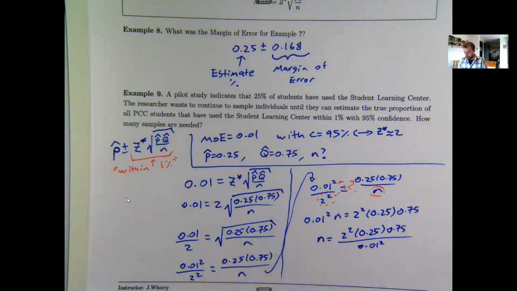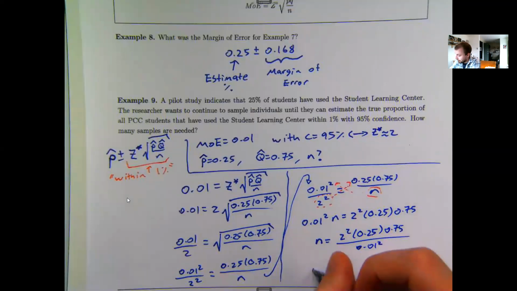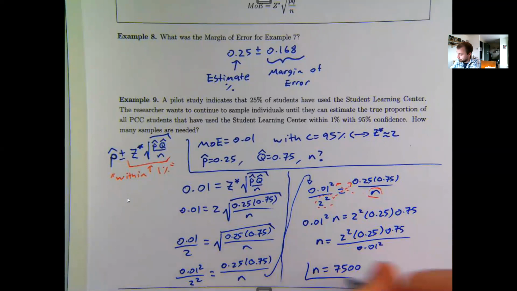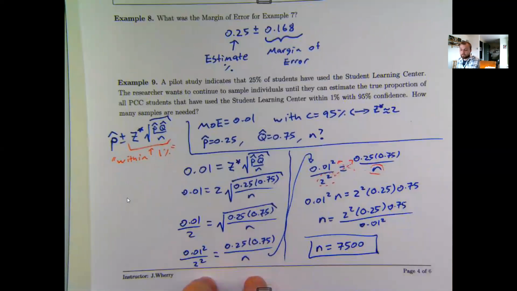I'm typing that into a calculator. 2 squared times 0.25 times 0.75 divided by 0.01 squared. And when I do that, I get an n of 7,500.